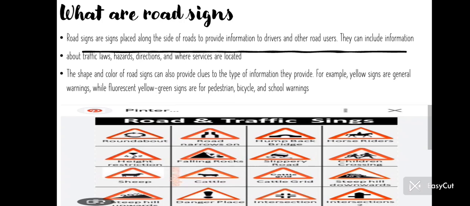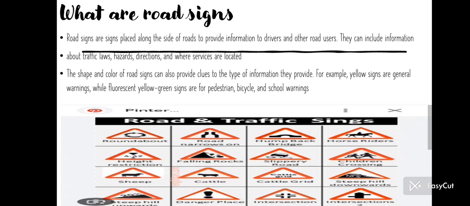What are road signs? Road signs are placed along the side of the road and provide information to drivers and other road users. They can include information about traffic laws, hazards, directions, and where services are located. Actually, road signs tell us what will happen on the road and where we should go. The shape and color of the road signs can also provide clues to the type of information they provide.